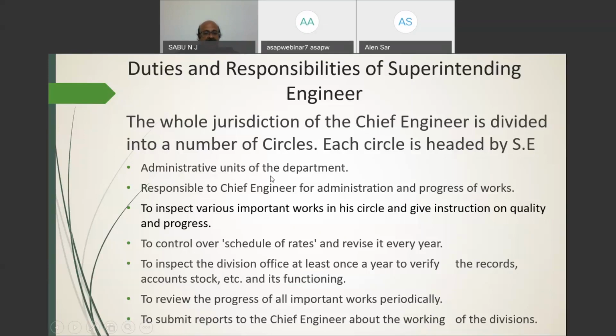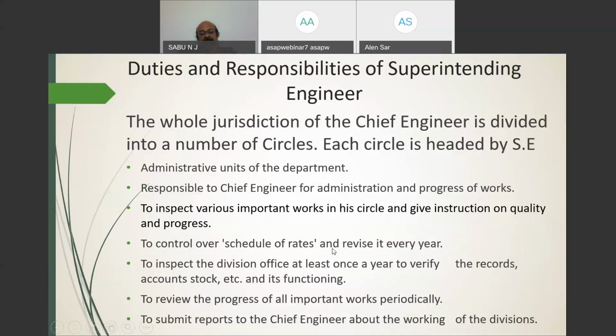Administrative units of the department. He is responsible to the chief engineer for administration and progress of the work. To inspect the various important works in the circle and give instructions on quality and progress. To control the schedule of rates and revise it every year.